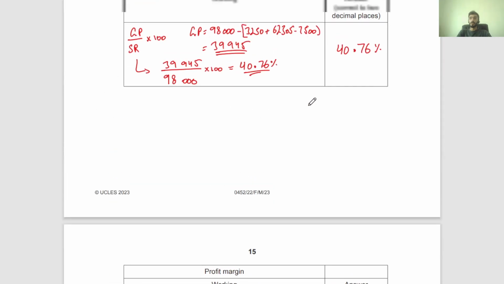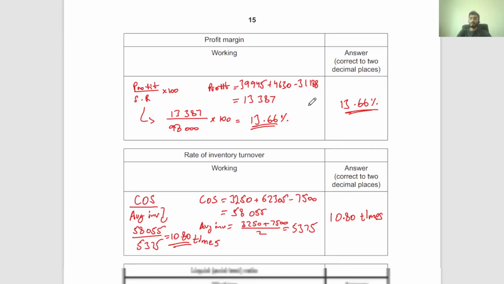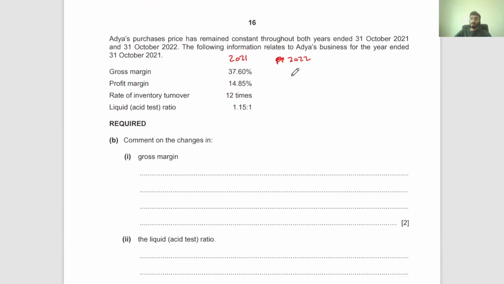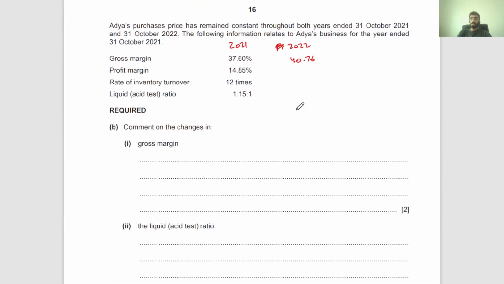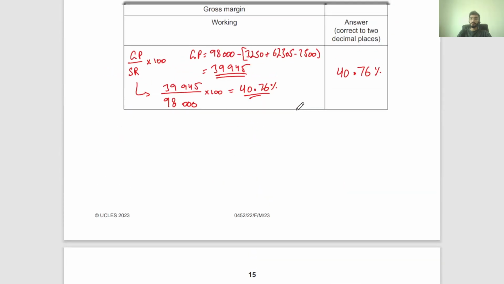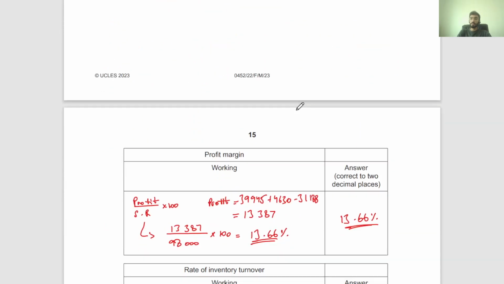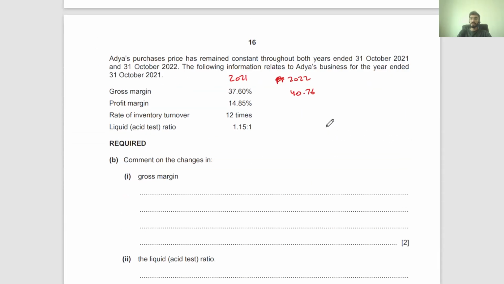In the new year, the gross margin is 40.76, and what else do they want? Profit margin is a little bit worse, I think. 13.66.